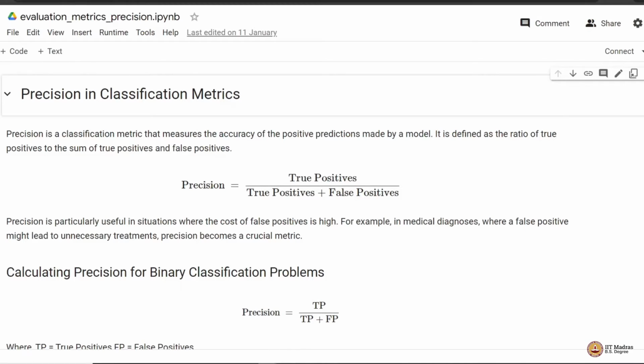Another might be the case of fraud detection, where the company values customer satisfaction more than identifying, say, small time frauds. In such a case, we do not want to block a customer's transaction by falsely flagging it as a fraudulent transaction. So in such instances, again, a good value of precision is going to help us.